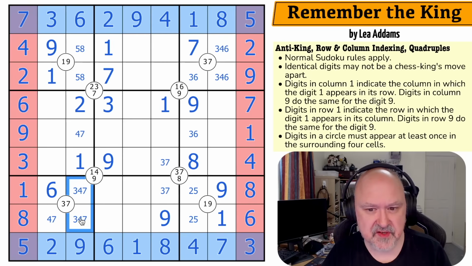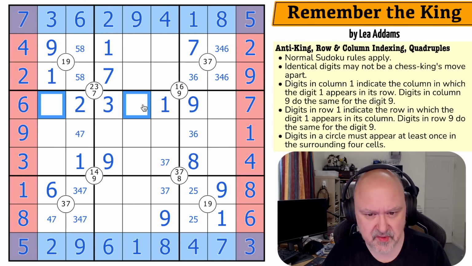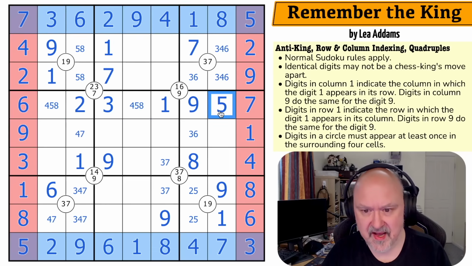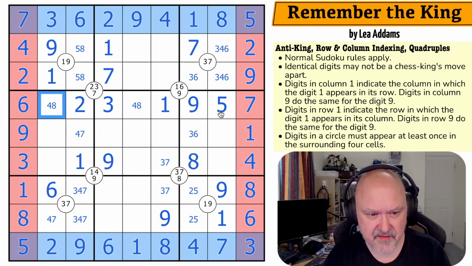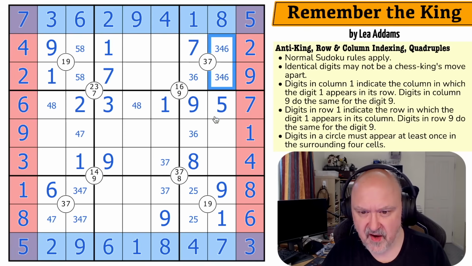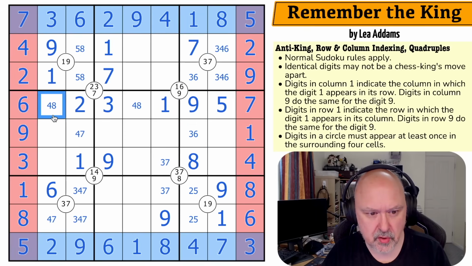Anti-king. I still haven't done much with anti-king. I really haven't done much with anti-king. I hope I haven't broken anti-king anywhere. So what's this triple? 4, 5, 8. Well, that's not a 4 or an 8. That's a 5, so I can take 5 out of those. The 5... don't know.